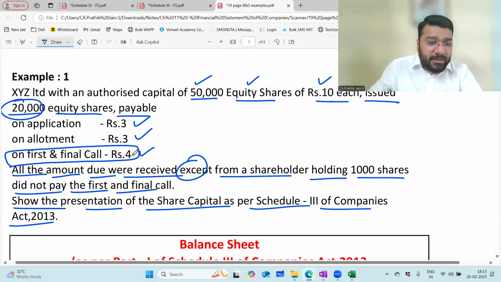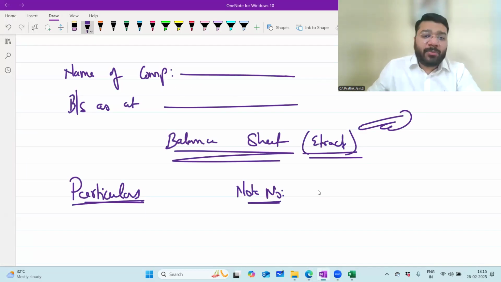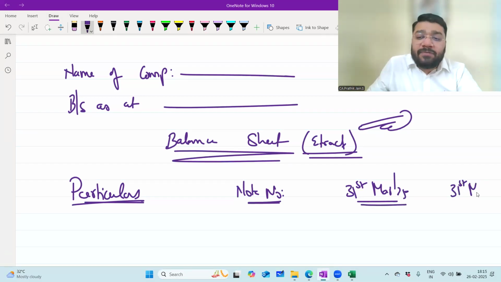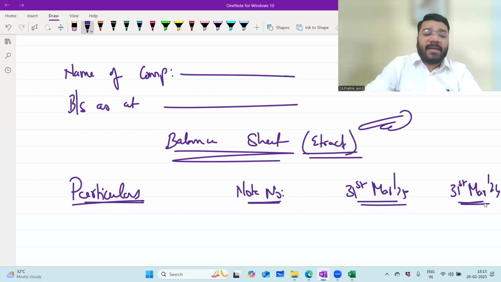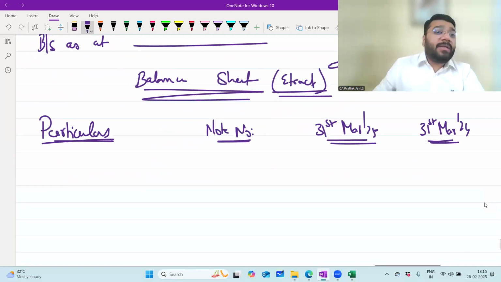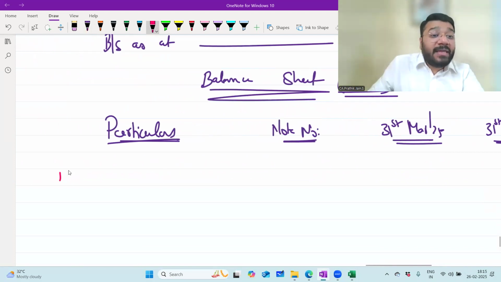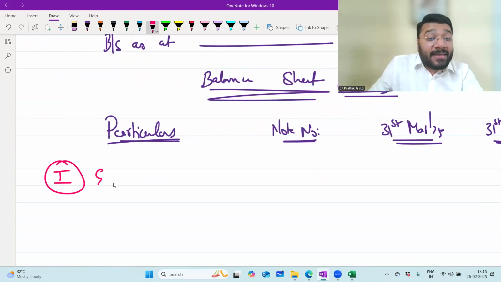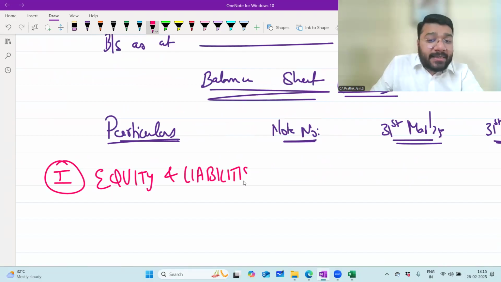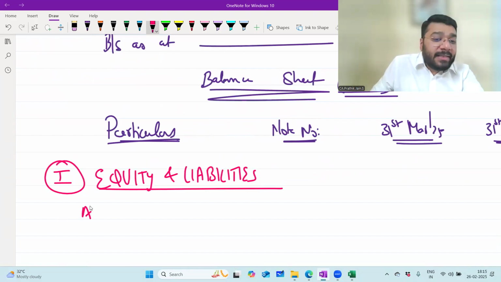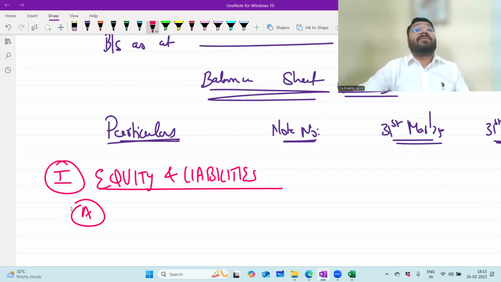Here, are they given any financial year? No financial year. So let's put the current year as 31st March 25 and the previous year as 31st March 24. Any problem here? Now what is the main heading? Equity and liabilities. Under that, how many sub classifications do we have?